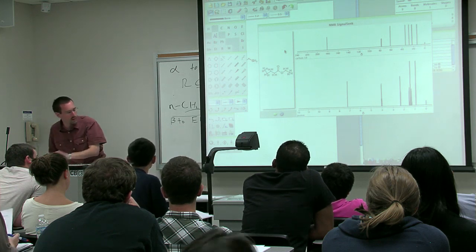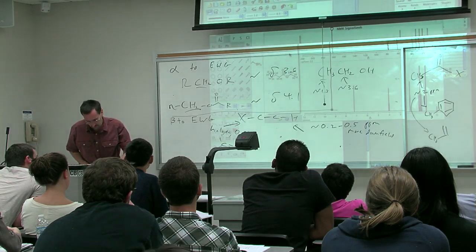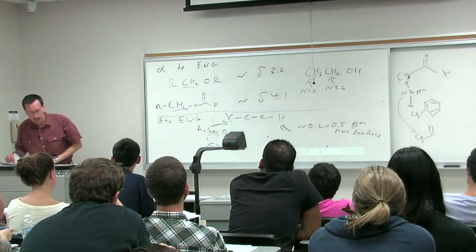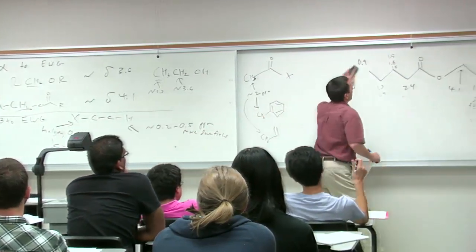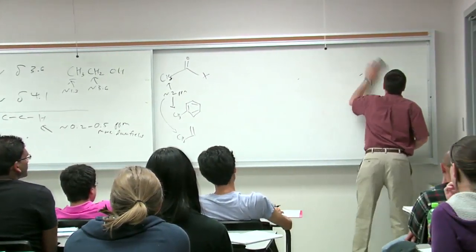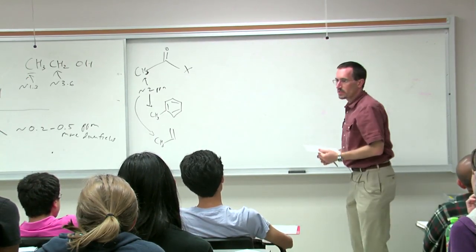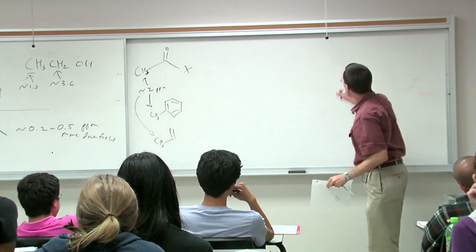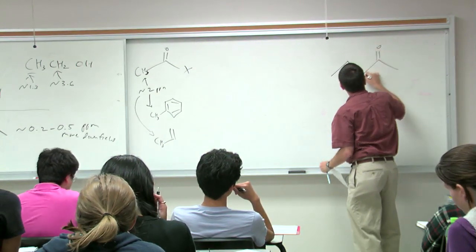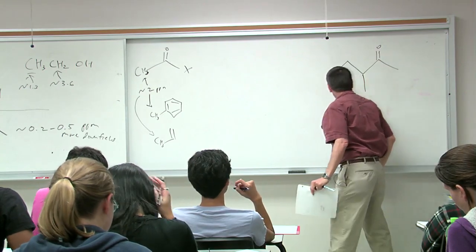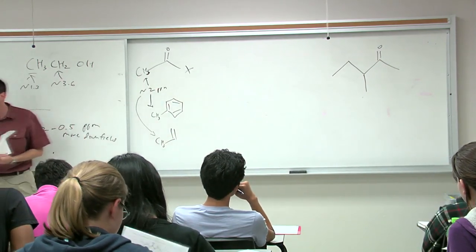I want to show you one more way of doing estimates. Another way of doing estimates is based on fragments. So I want to show you this molecule, and there's also another point that will come out of this. So let's take 3-methyl-2-pentanone as an example.